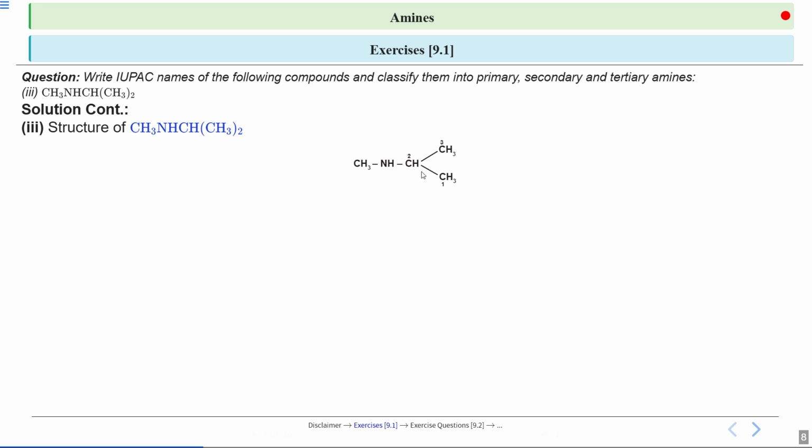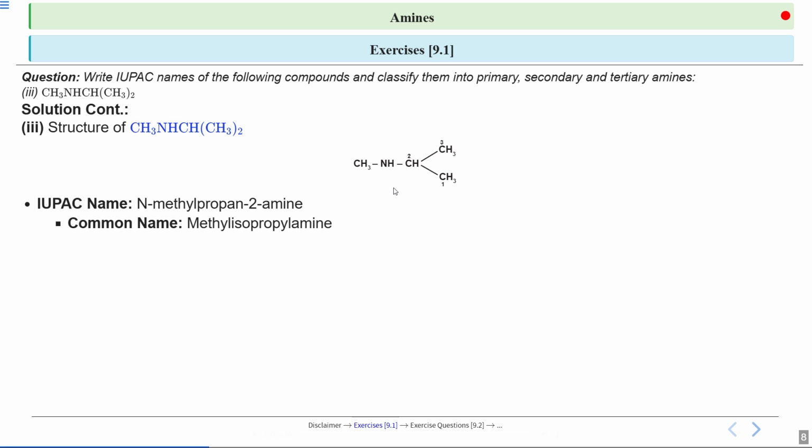Now let us check the substituents. This methyl group is directly attached to this nitrogen. So in this case we will name it N-methyl propane-2-amine, because the NH group is attached to the second carbon. And if you look, this carbon is connected to 1 hydrogen and 2 alkyl groups, so it will be a secondary amine.